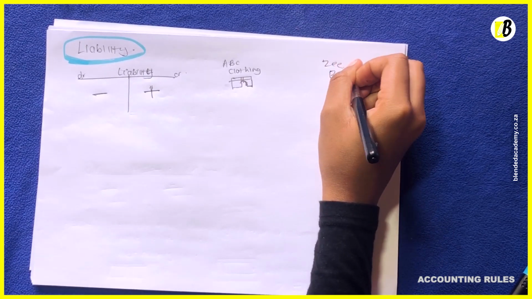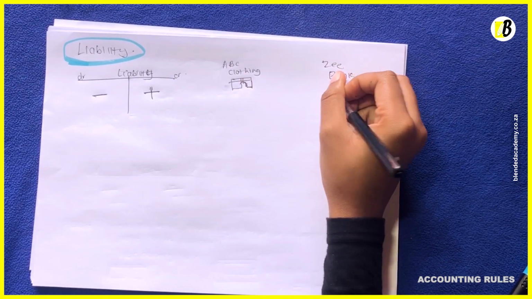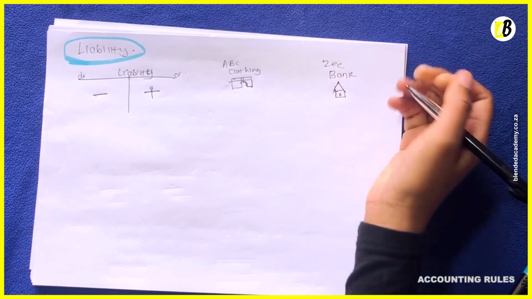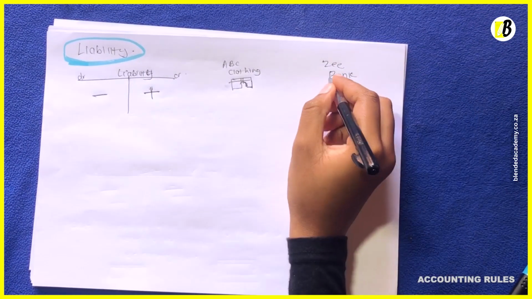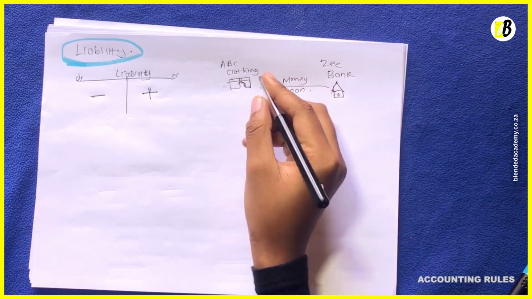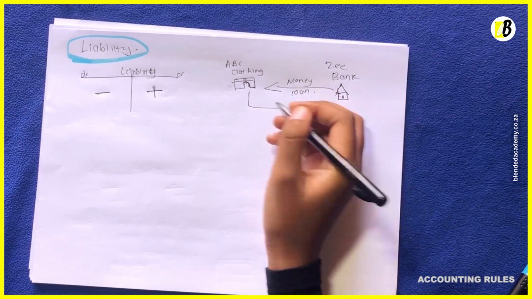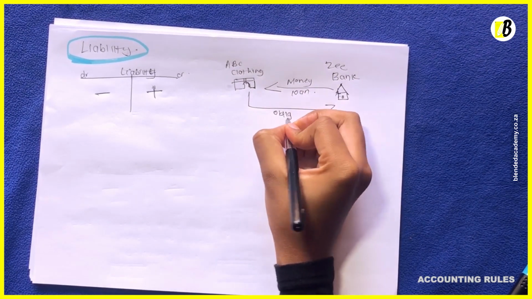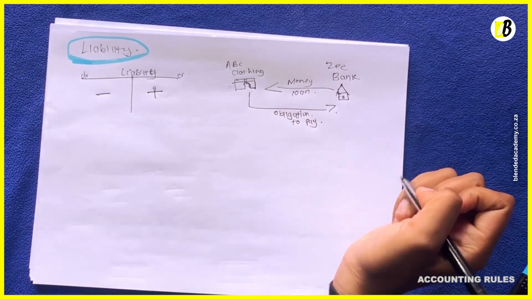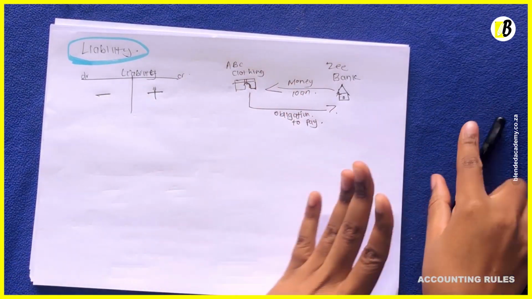So now we're saying that ABC Clothing decided to get a loan from Z Bank. So this is Z Bank. I'm just gonna draw something like a house here, and let's just call it Z Bank. So now Z Bank is going to give ABC money, and now ABC has the obligation to pay back the loan.